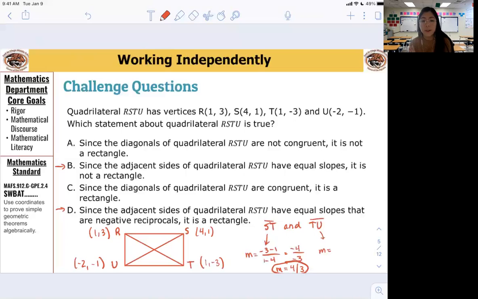Now, same thing for TU. We want to see what type of relationship we get. It might be parallel, it might be perpendicular, it might be something else, but we have to figure it out in order to get our answer. For TU, I'm just going to go ahead and do this one because I don't want to spend all my time calculating slope today. Tyrone, that's x1 and x2. So remember, we do y1 and y2 first.